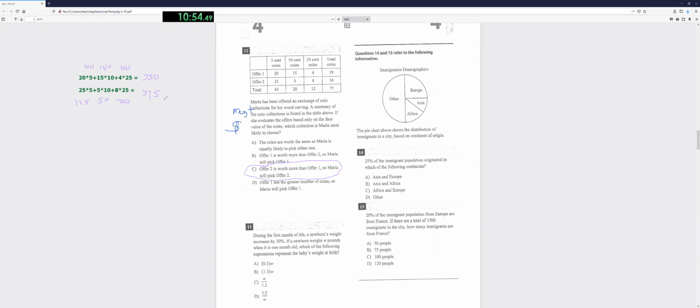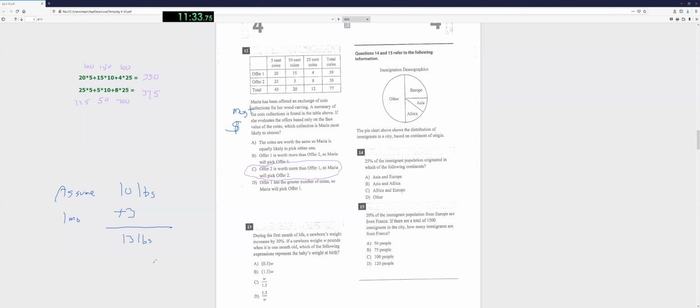Boom. All right. During the first month of life, a newborn's weight increases by 30%. If a newborn weighs W when it is 1 month old, which of the following expressions represents the baby's weight at birth. Okay, I'm going to use a pick value strategy. So what I'm going to say is let's assume that the birth weight is 10 pounds. Now that's heavy for a baby, but I want to pick a nice round number. Then after 1 month, we're going to do plus 30%, which is 3. That's why I picked 10, because I can figure that out easily. So it goes to 13.